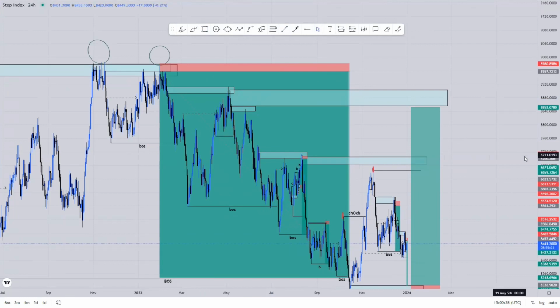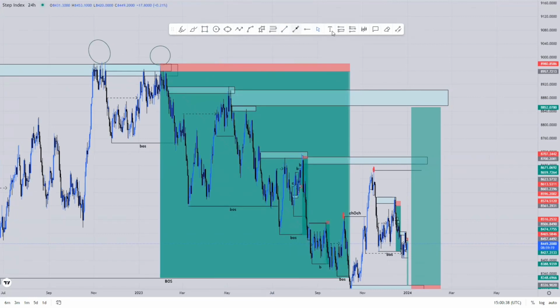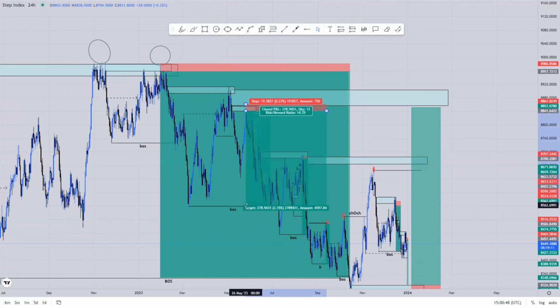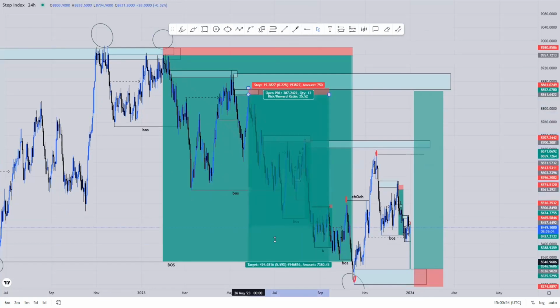That's a change of character right there. So that change of character could have given you a heads up to enter these cells right here. You could have targeted this, or if you wanted to maximize, you would have simply extended your target to this level.